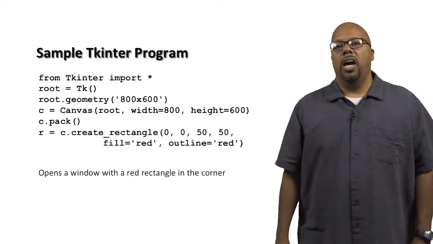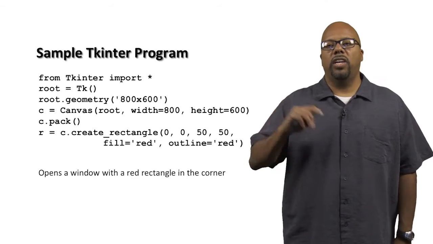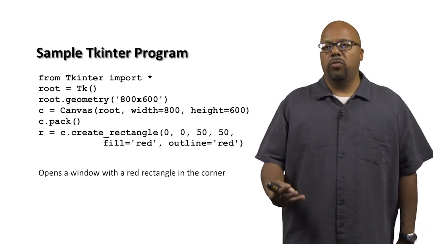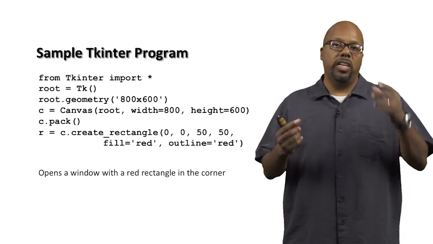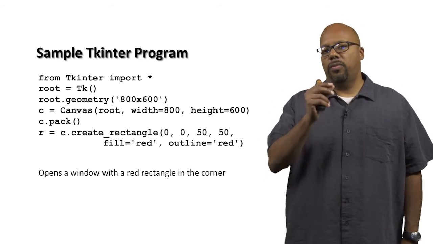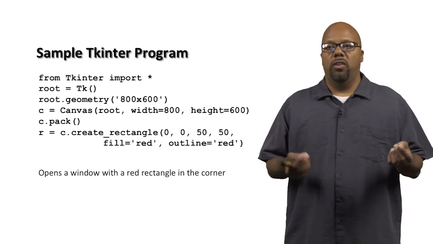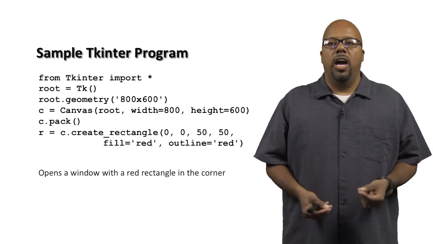Then we draw. Now we can draw inside the canvas. So we're calling this create_rectangle function, c.create_rectangle. And it does just what you think it does. It makes a rectangle, 0, 0, 50, 50. So it takes those 2 points on the screen, 0, 0, which is the upper left-hand corner, and 50, 50, which is 50 down, 50 to the right. And it makes a little red square. It's red because we said fill is red, outline is red. So it makes a red square in the upper left-hand corner. So that's all you would see if you ran this code.